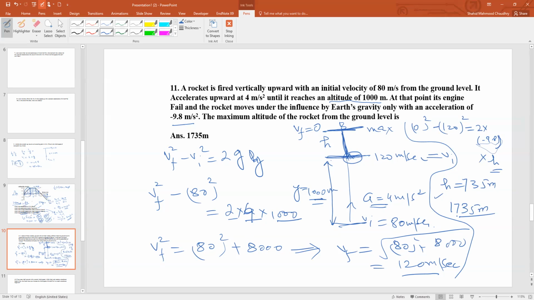So in this question, what is the logic? The rocket is moving with an initial velocity, speed 80 meters. After reaching 1000, its engine fails. When the engine fails, the acceleration due to gravity acts. Although it is acting here too, we are ignoring that one and only taking the acceleration of that rocket. So you will take only minus 9.8 here. Then solve it.